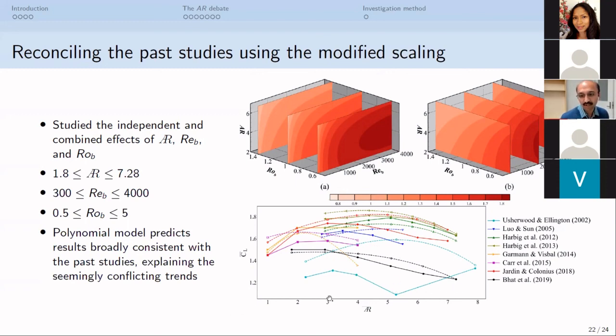So basically, Usherwood and Ellington did experiments at very high Reynolds numbers. That was 25,000, which was much beyond our range. And also some of the experiments correspond to different angle of attack. So there will be some additional effect, which can be explored further. But anyway, this shows why we have different trends, because there were combined effects of all of these parameters, which were probably not taken into consideration. But this model can reconcile all those effects.